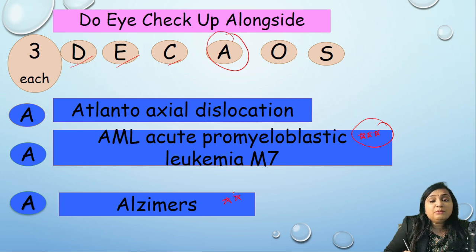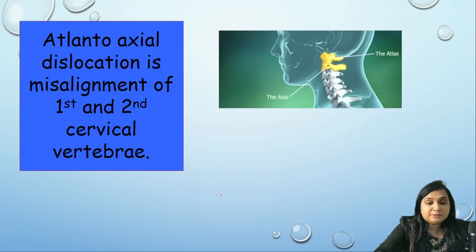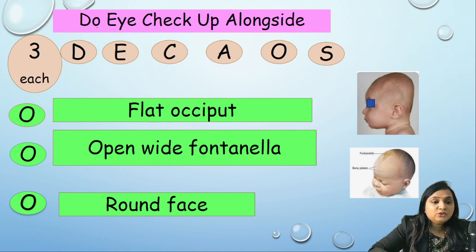This is also an exam question, that the patients of Down syndrome are prone to have Alzheimer's disease. What is atlantoaxial dislocation? It means there will be a misalignment of the first and second cervical vertebrae. So we have discussed D, E, C as well as A.